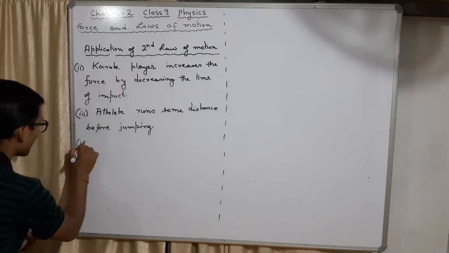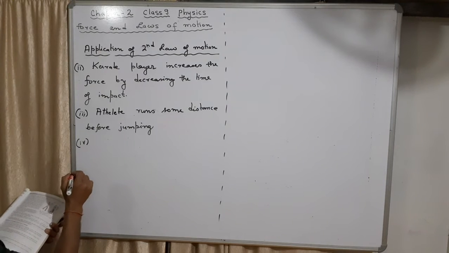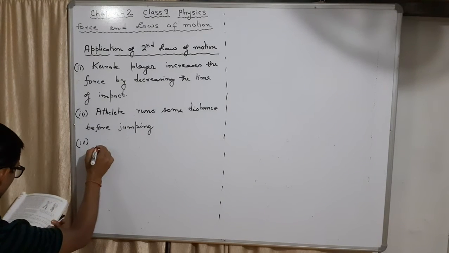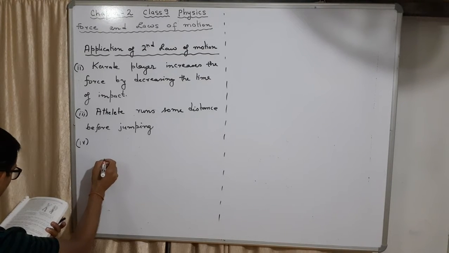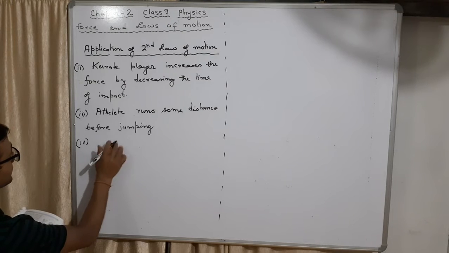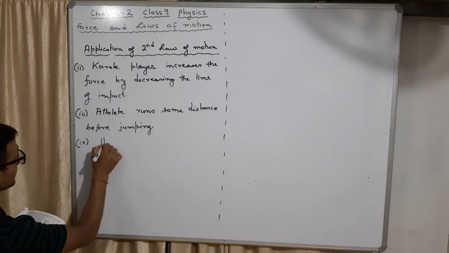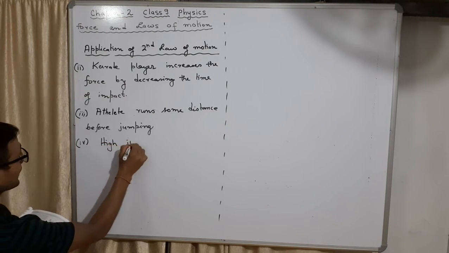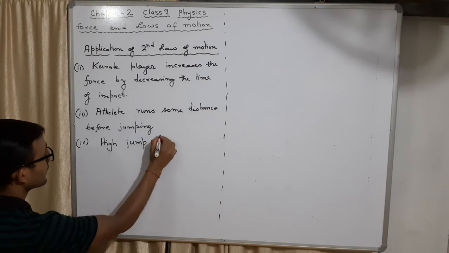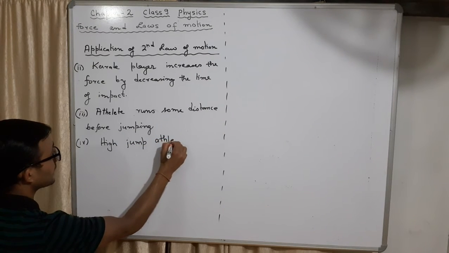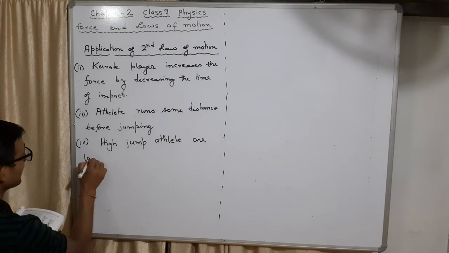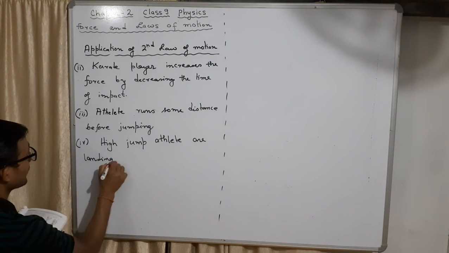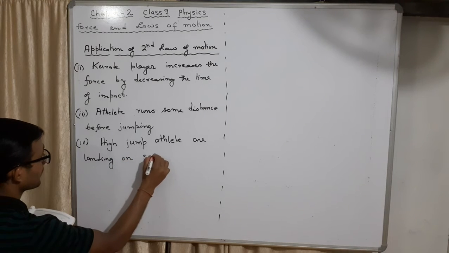Similarly, the fourth example given in the textbook is that in a high jump event, athletes are made to fall either on a sand bed or on a cushion bed to increase the time of the athlete's fall to stop after making the jump. High jump athletes are landing on soft ground.